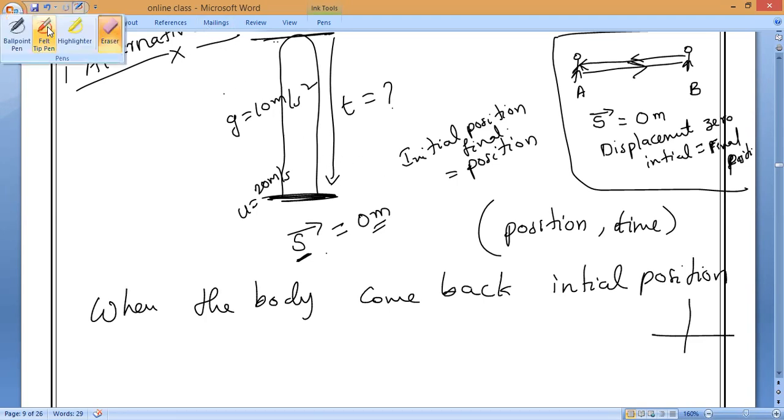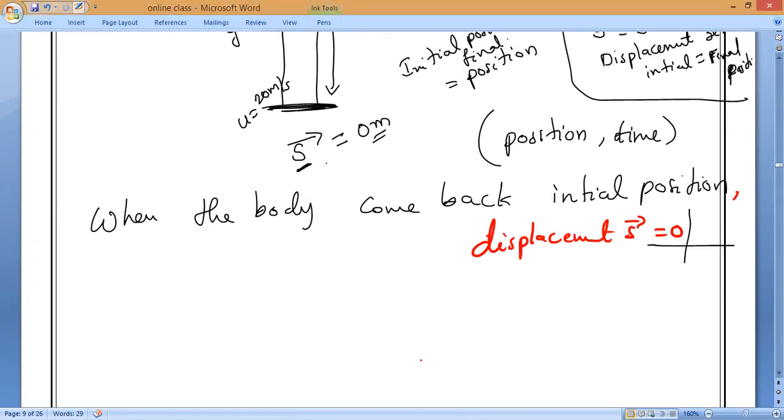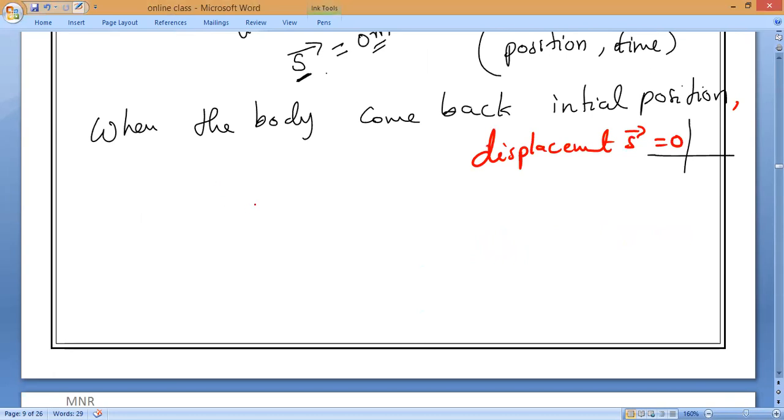Then what will become, guys? Final position. Then displacement is equal to what? Displacement, yes, that is equal to 0. Clear, everyone? Understand? Now, displacement and time. Second equation. What is the second equation? S equals ut plus half at square. Yes or no?